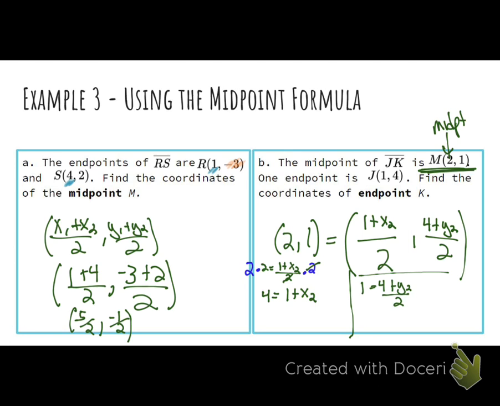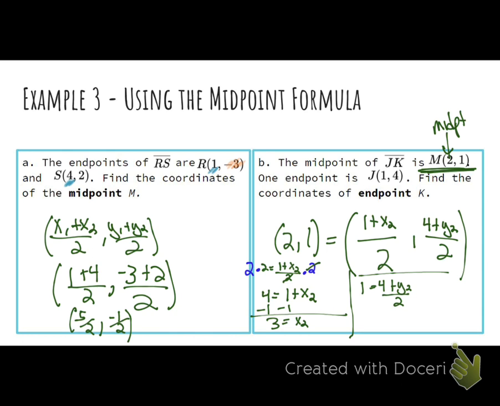x2. I need to get that x2 by itself. What do I got to do? Subtract 1. We get 3 equals x2. Now we got to do it all over again for the y.